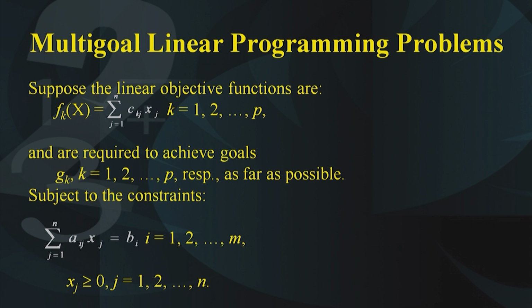We want each objective function fi to reach the corresponding goal gi as closely as possible. Of course, the constraints will be common to all the objective functions. So what are the constraints? They are the usual constraints: summation Aij xj equal to Bi, and of course, the decision variables xj should be greater than or equal to 0.